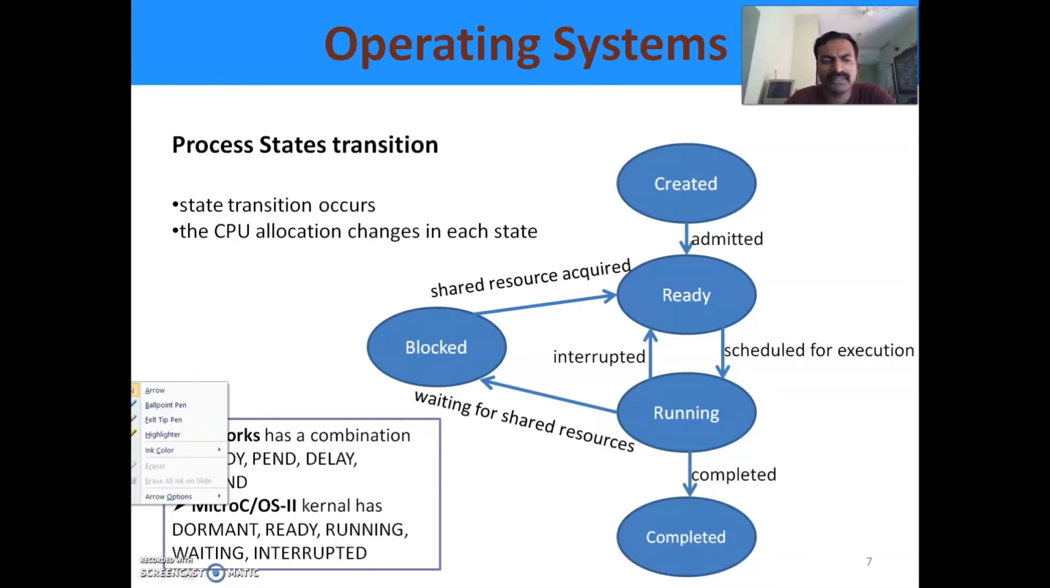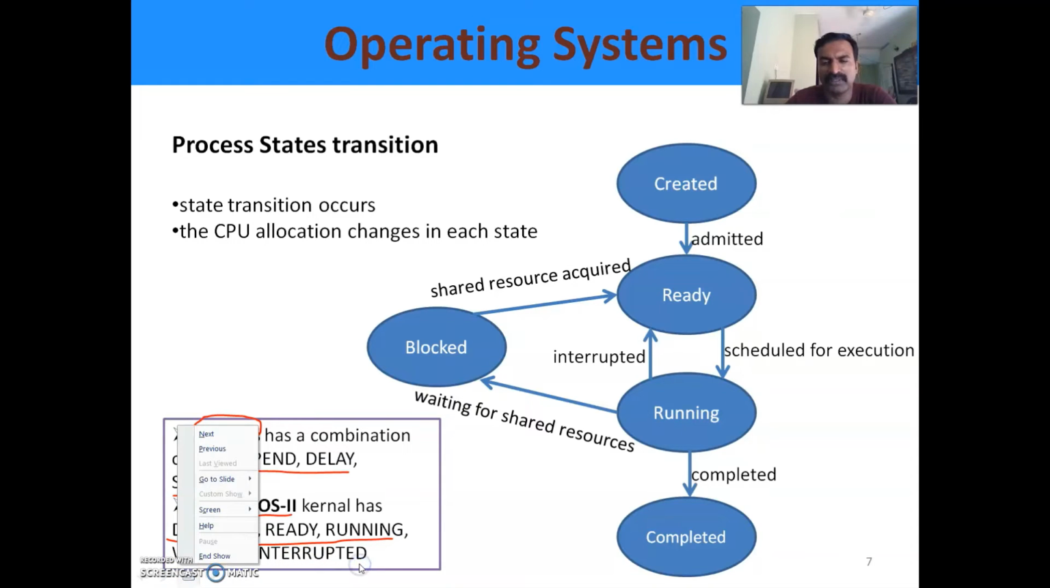Now we will see some of the specific operating systems and their states. One operating system is VxWorks. VxWorks has ready state, pend state, delay state, and suspend state. Another operating system is MicroC/OS-II. It has dormant state, ready state, running state, waiting state, and interrupted state. So it differs for different operating systems.